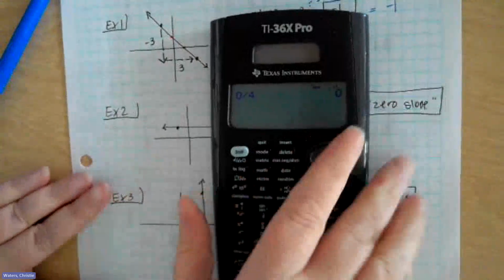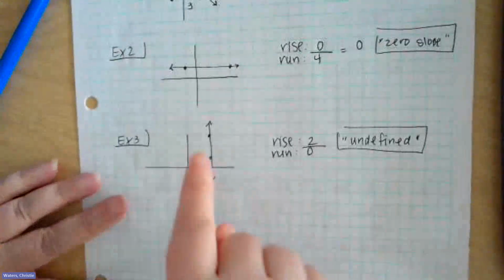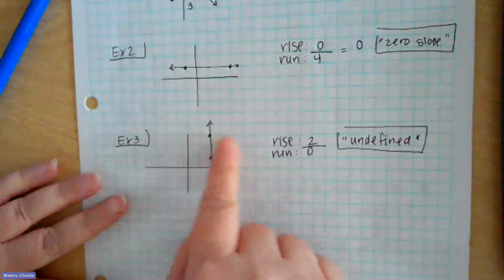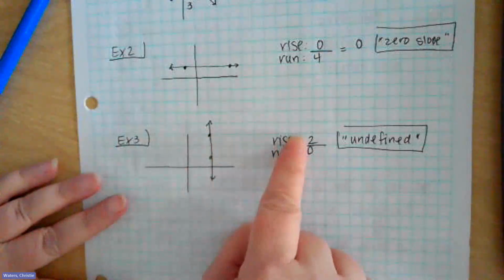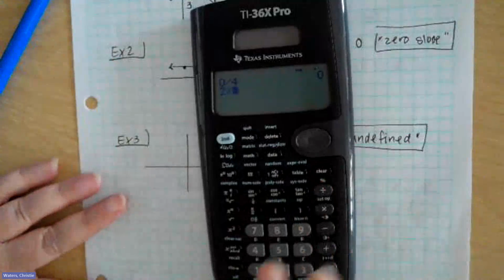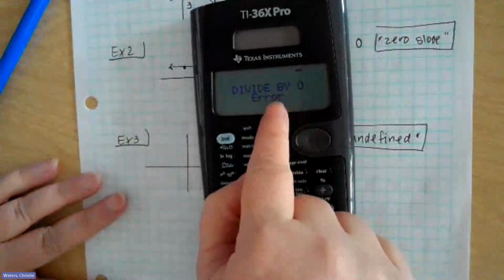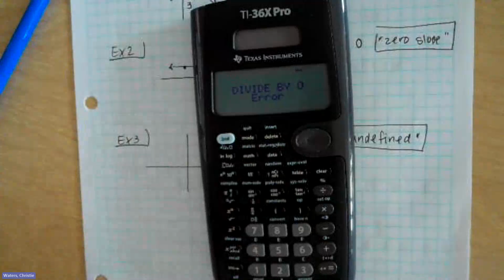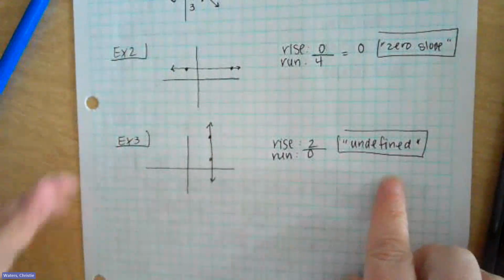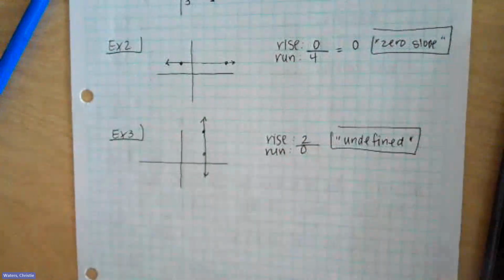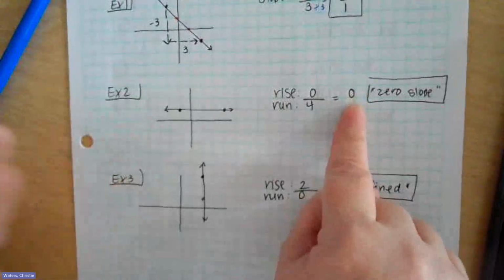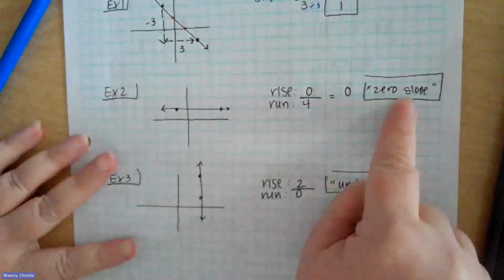But I want to compare that to what happens on example 3. On example 3, I do have a rise, but I don't have a run. I don't go side to side. So my rise is 2, my run is 0. But if I try typing 2 divided by 0 in my calculator, I get yelled at by my calculator. You can't divide by 0. So that is my indication that this is an undefined slope. If I try to divide by 0, my calculator gets mad. That's the undefined one. If I get a nice easy 0 for my answer, that's just the 0 slope.